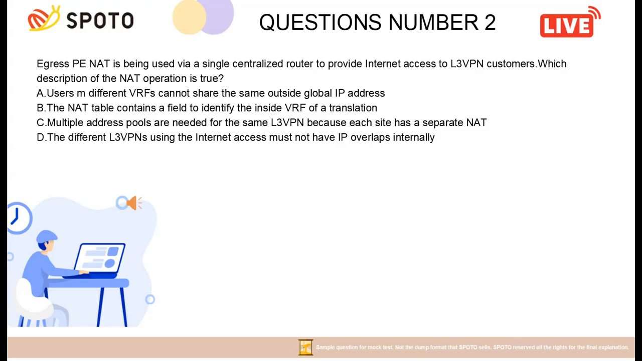Question 2. Egress PE-NAT is being used via a single centralized router to provide internet access to L3 VPN customers. Which description of the NAT operation is true? A. Users in different VRFs cannot share the same outside global IP address. B. The NAT table contains a field to identify the inside VRF of a translation. C. Multiple address pools are needed for the same L3 VPN because each site has a separate NAT. D. The different L3 VPNs using the internet access must not have IP overlaps internally. You have 15 seconds to answer.